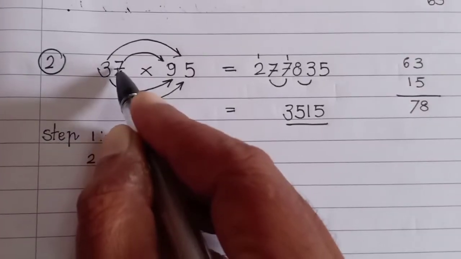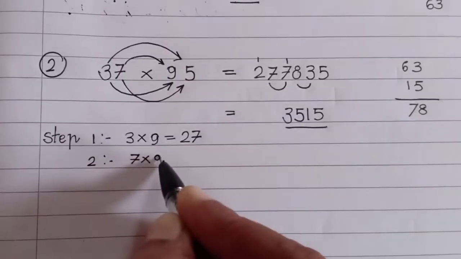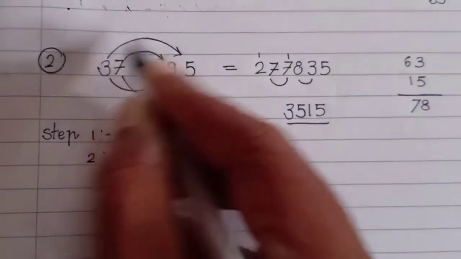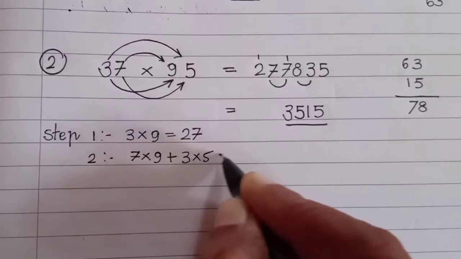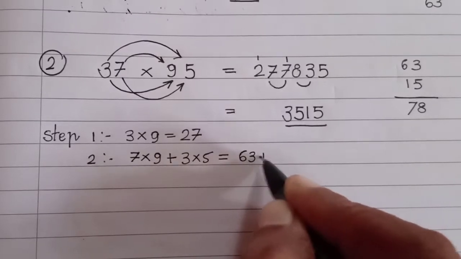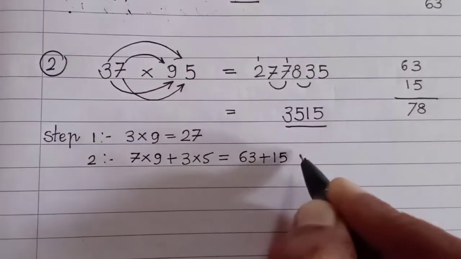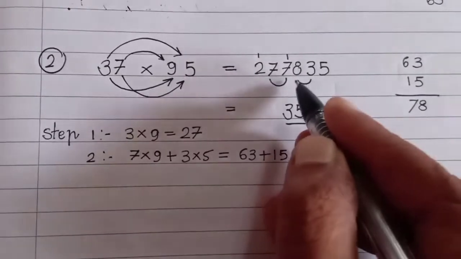we have done here 7 into 9 plus 3 into 5. It is 63 plus 15, is equal to 78, that we have written here.